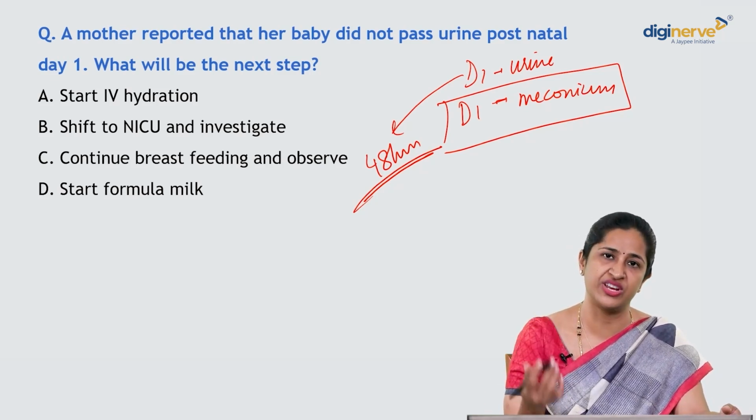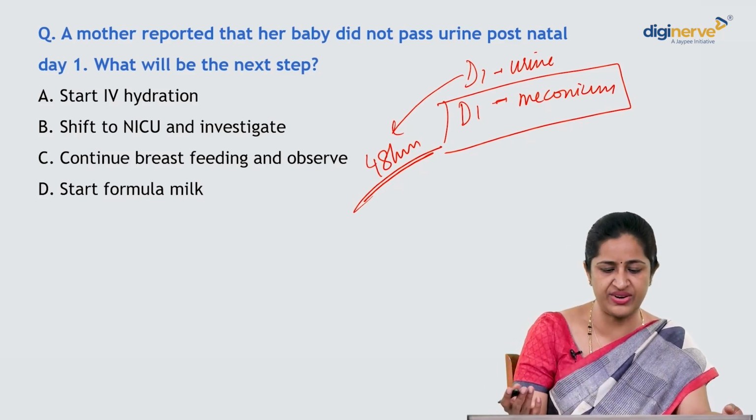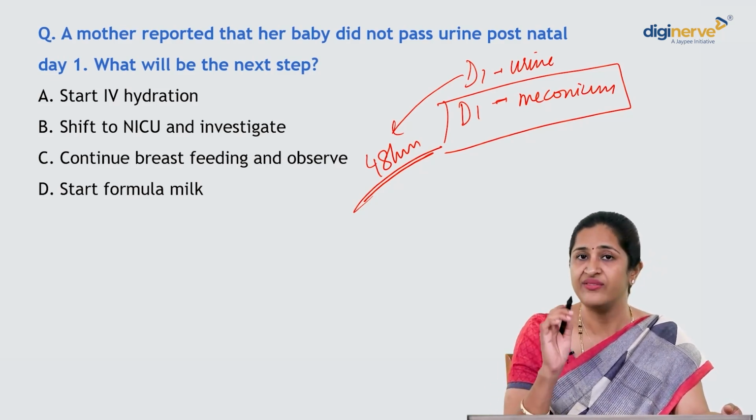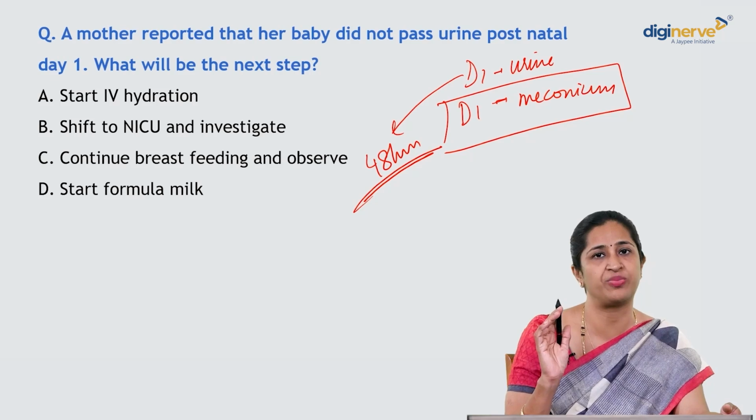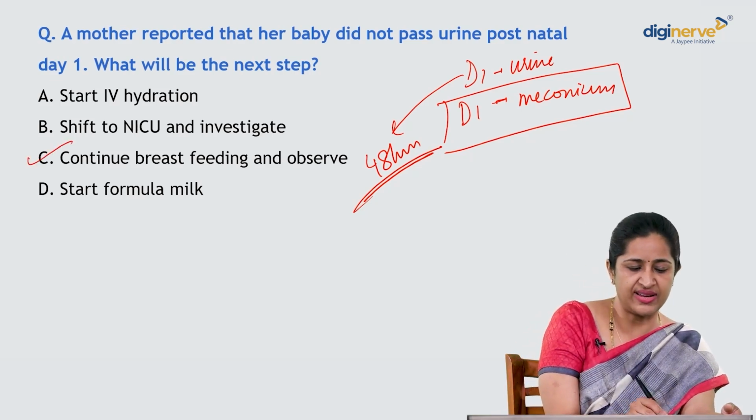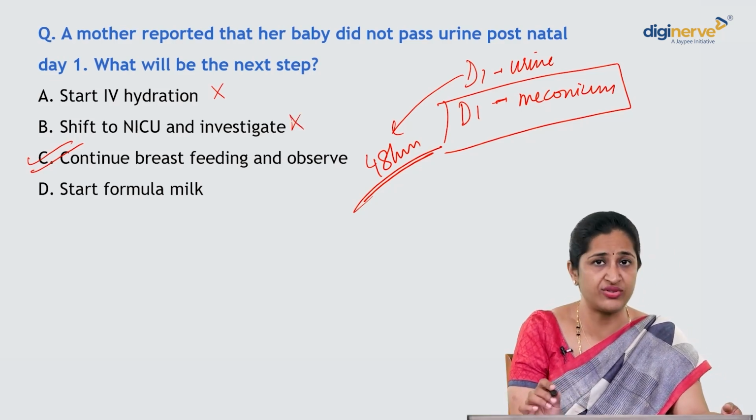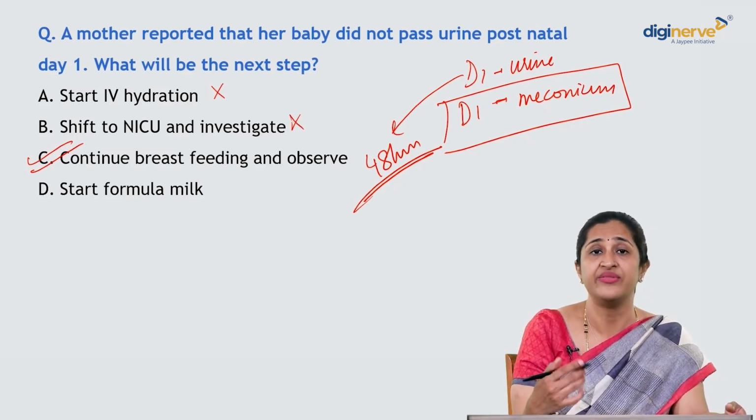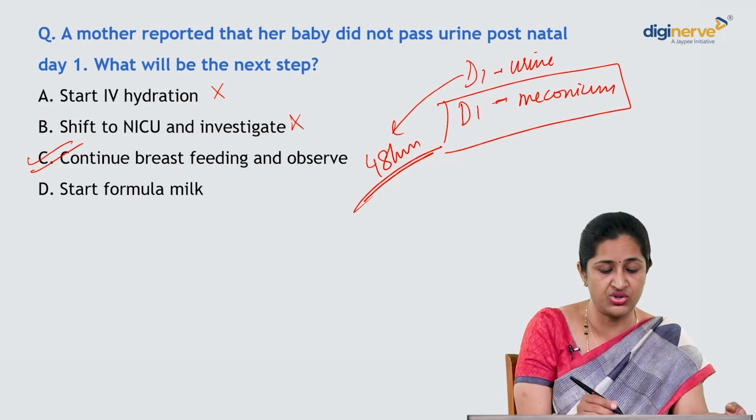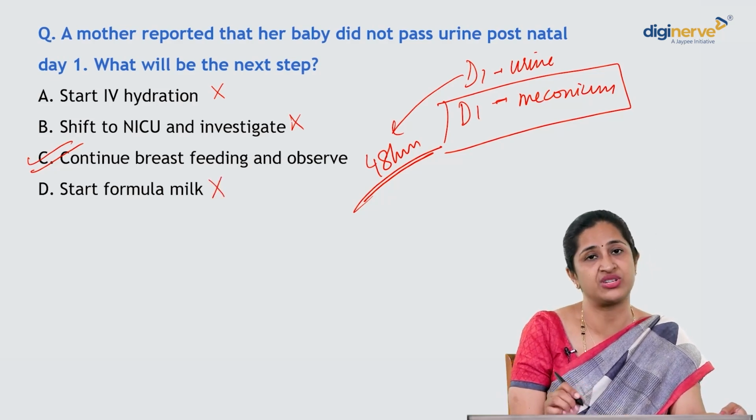What you have to do is reassure the mother, give good breastfeeding and observe the child so that within 48 hours of life the child should pass urine. So the correct answer will be C. You do not need to do IV hydration. You don't have to shift to the NICU and investigate feeling scared that there's some renal issue. And definitely you don't have to start formula milk.